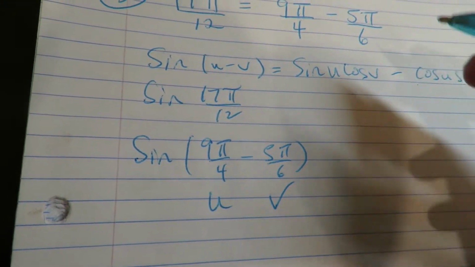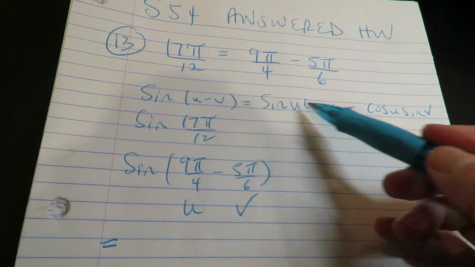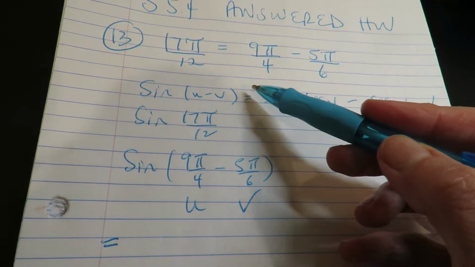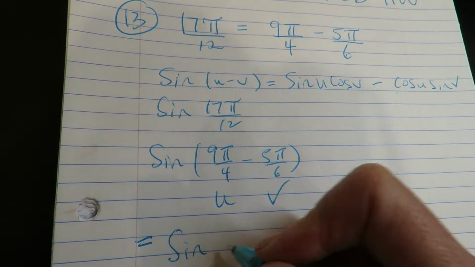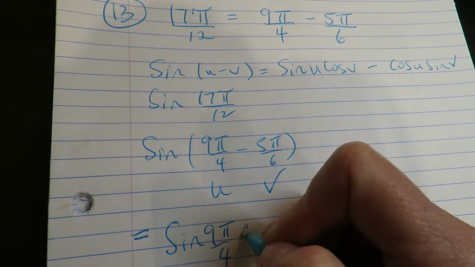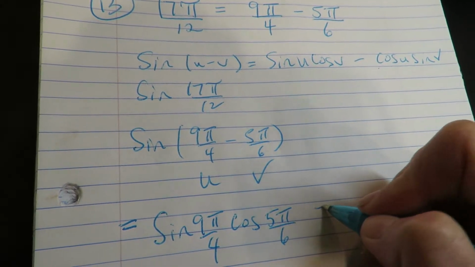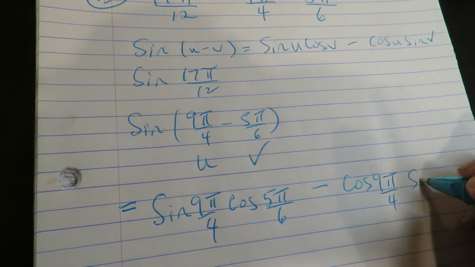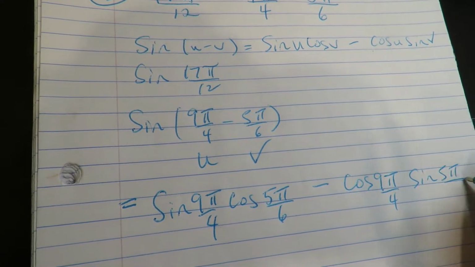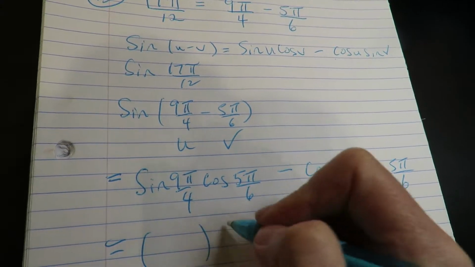This is U, this is V. So you're going to see me put it into the formula. I'm just going to write it below because it's going to expand. So you're going to see me put this into here. This is U, this is V. Okay, and then you're going to see me fill in the values.